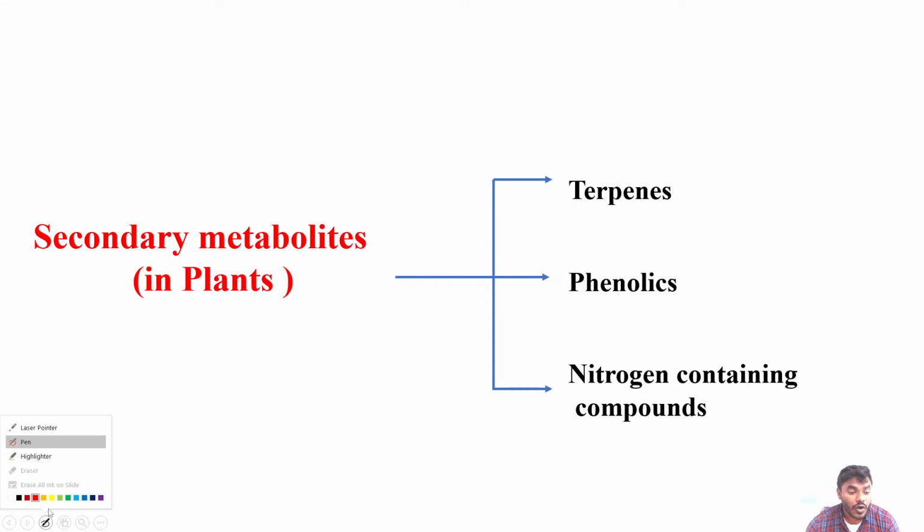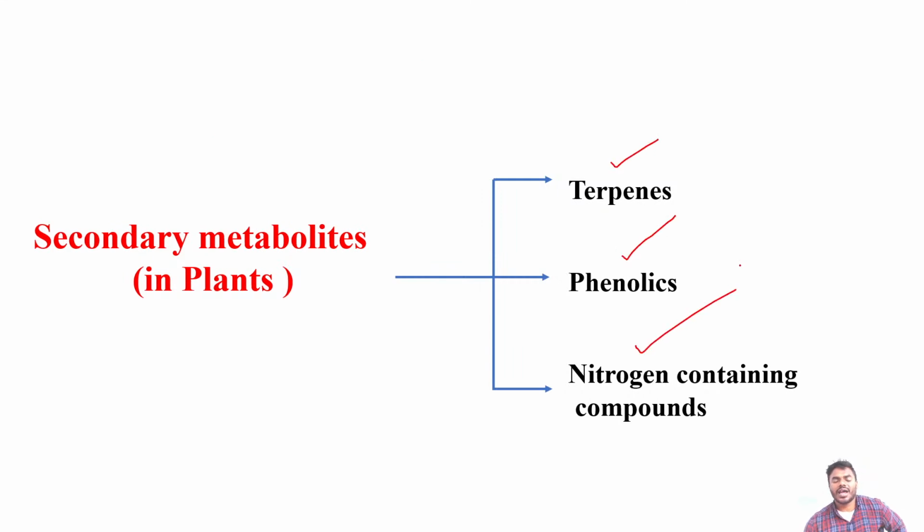Good afternoon, everyone. Follow me very correctly. Friends, all the secondary metabolites which are present in the plant body are broadly categorized into three types. What are those? Terpenes, phenols, then friends, nitrogen containing compounds. These are the different types of secondary metabolites present in every plant. Among all these secondary metabolites, which is the largest class? Terpenes is the largest class of secondary metabolites.